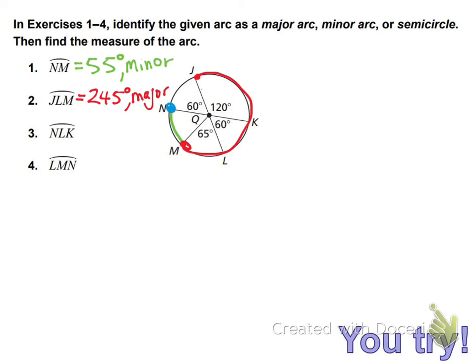NLK, starting at N, going towards L, ending at K. How many degrees is this one? 180, which means it is semicircle. And then last, LMN. I know it is 2 letters, so it is minor. It's 3 letters. You can name a minor arc with 3 letters. It is not preferred. Name it with 2. It is minor, though. We said this one was 55. So what is 55 plus 65? 120. Okay, we got one more to do together. And then we play the booklet, I believe.